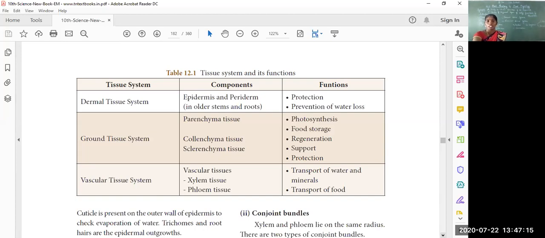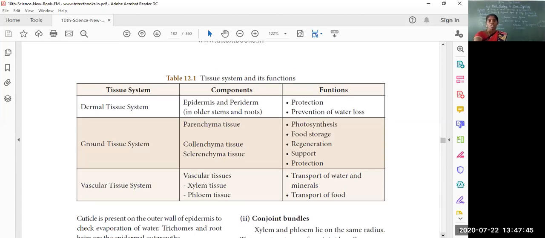Then the third function is regeneration, again generation, synthesis. Then the next function is support. It provides support to the plants. Then the last function is protection. Then the next tissue system is the vascular tissue system. It contains xylem and phloem. The main function of xylem is transport of water and minerals. Then the main function of phloem tissue is transport of food materials. Okay, so now listen.